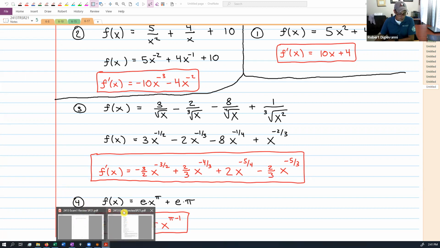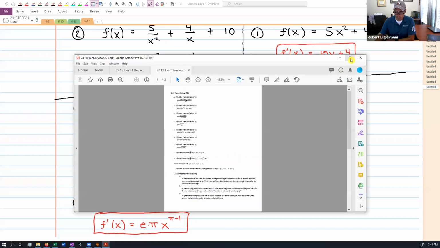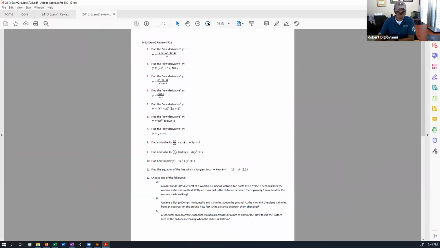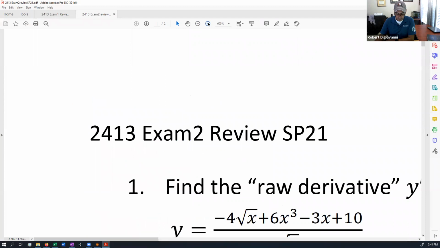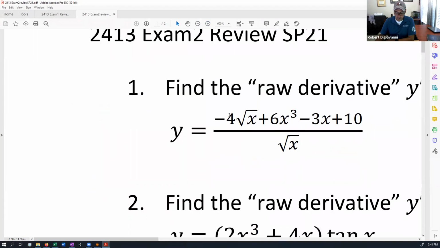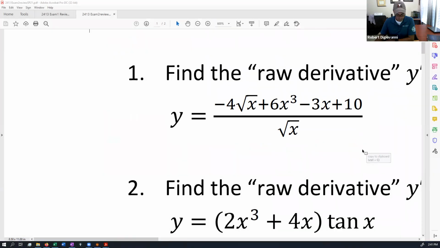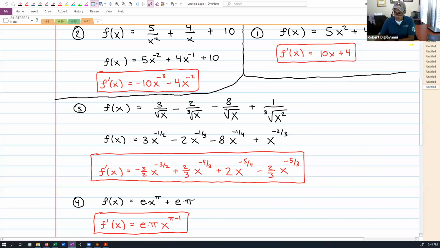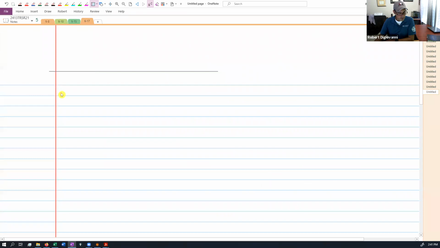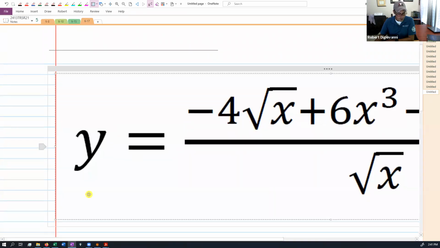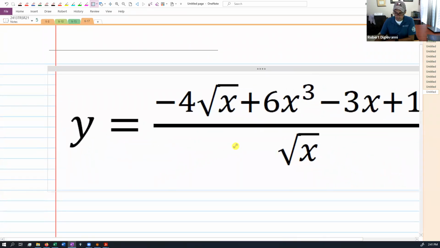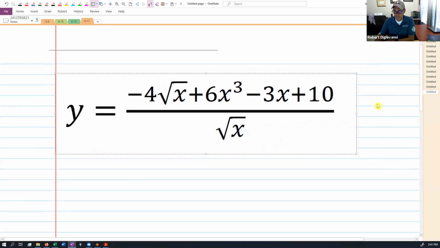I'm going to show you though, on the exam 2 review, a problem. One of my favorite types of problems to put on an exam. So I'm going to take this one here. Let's just take a look at it. I'm not going to work it out. I'm just going to tell you how you would go about it.